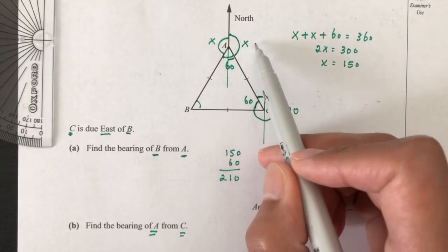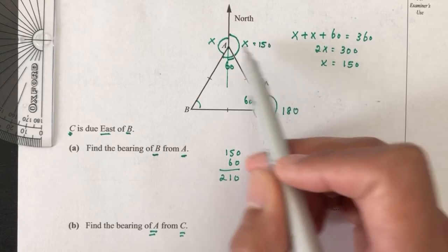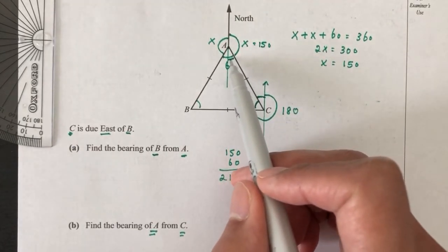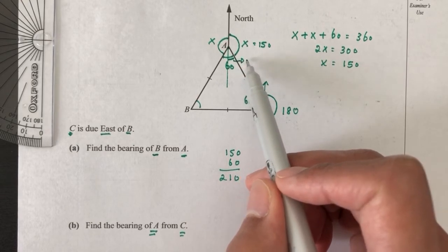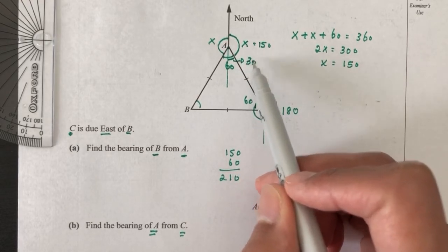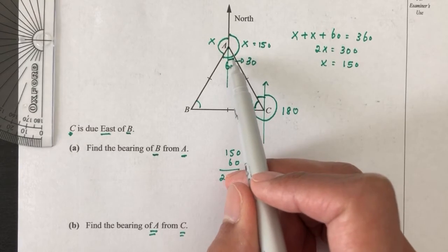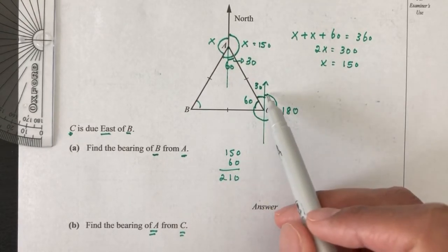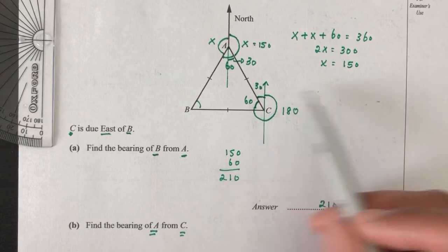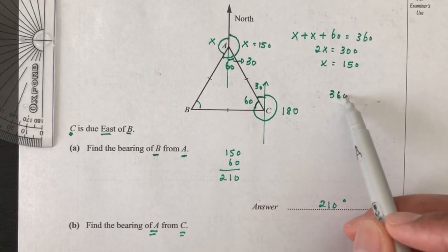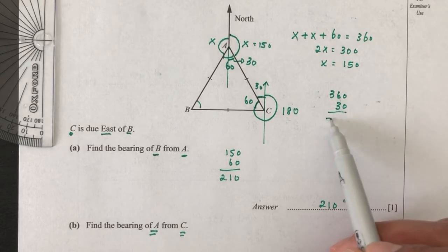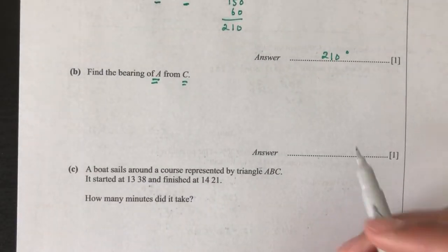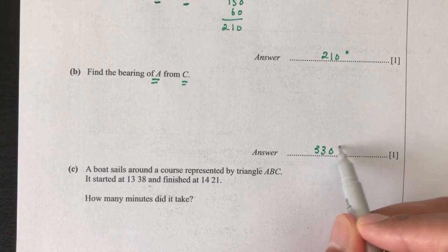We know x is 150 and we know this is a straight line, so this is 180. So this will be 180 minus 150, that will be 30. So now if this is 30, this also will be 30. So now we have to find this angle here. It means it will be 360 minus 30, it will be 330. So your answer for part B will be 330 degrees.